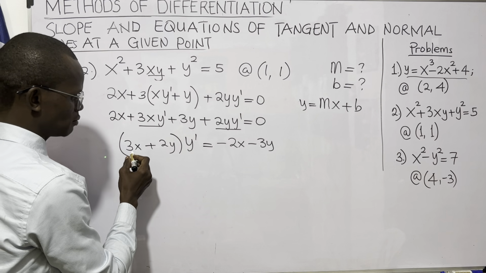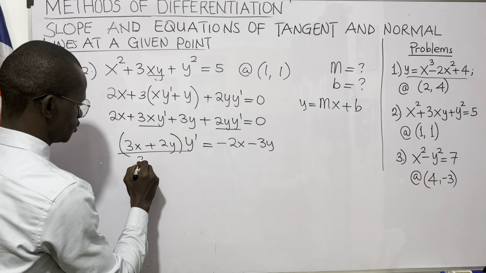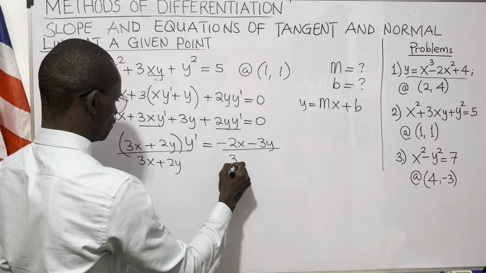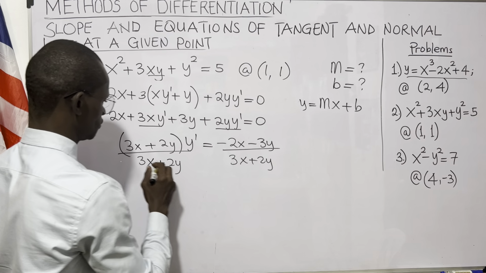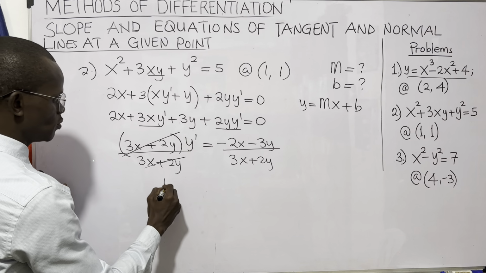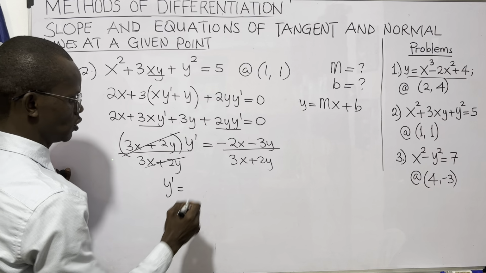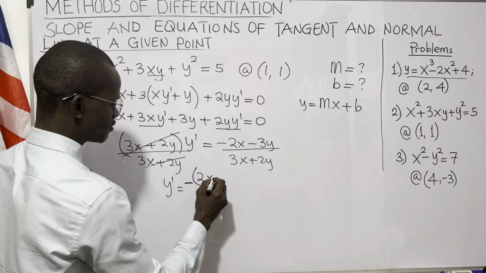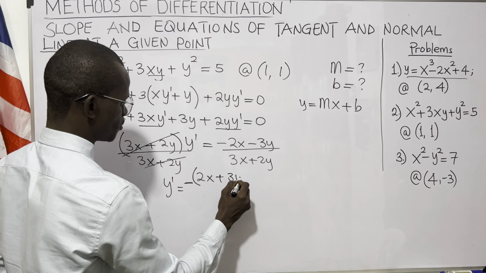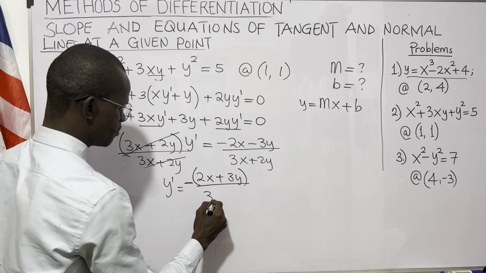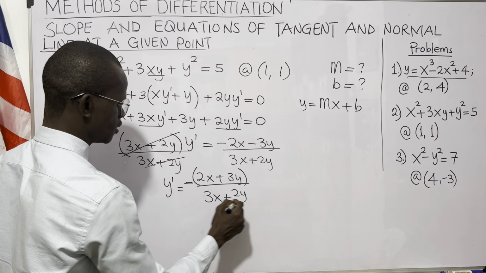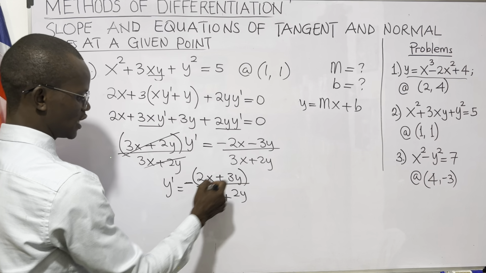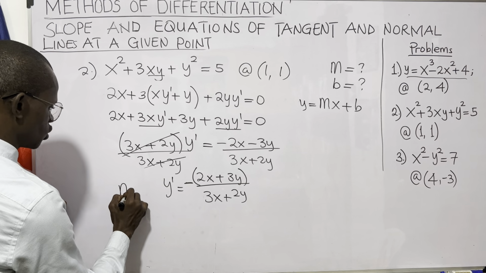So we can divide both sides by this expression, which is 3x plus 2y. Divide this out as well, 3x plus 2y. So this and this will cancel. We'll be left with y prime is equal to, so if we factor out negative, we'll have negative, outside, (2x + 3y) divided by (3x + 2y). So this cannot cancel this because you have 2x and then you have 3x, so you cannot cancel this too. So this is called our slope.